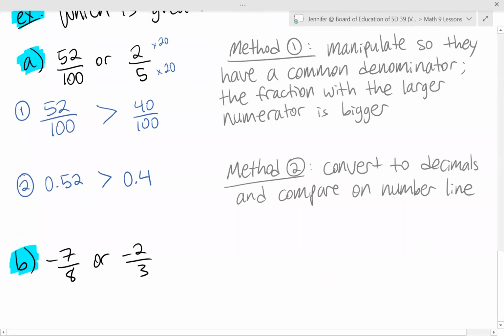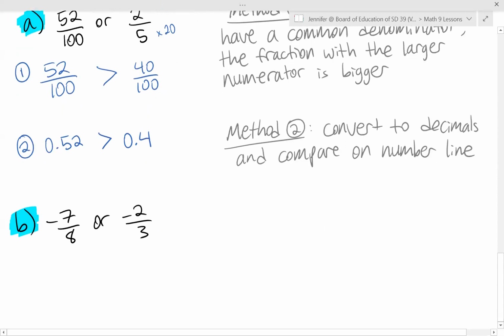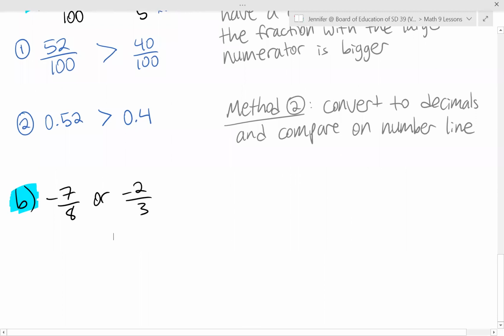And our last question, again, two fractions, same idea, which one of these is bigger? And we can use either of our two methods. So I'm going to use method 2 in this case because 8 and 3, they don't have a super easy common denominator to find. So instead of doing all that math, I'm just going to right away convert them to a decimal and then see which one is bigger. So 7 over 8, you might not know that off the top of your head, but if you do that in your calculator, you're going to get negative 7 over 8 equals negative 0.875.